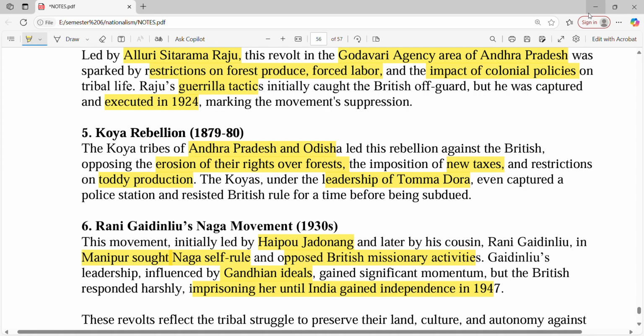Okay. So that's it with the tribal movements as well. So our 4th unit is completed. In the next video session, we'll start with our 5th unit, which comprises partition, independence, and integration of states. I would be taking two topics for that: communalism in Indian politics and two-nation theory, partition. That's it. So yeah, till then, happy learning.